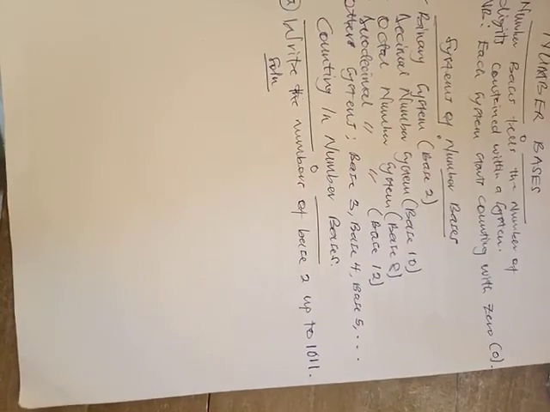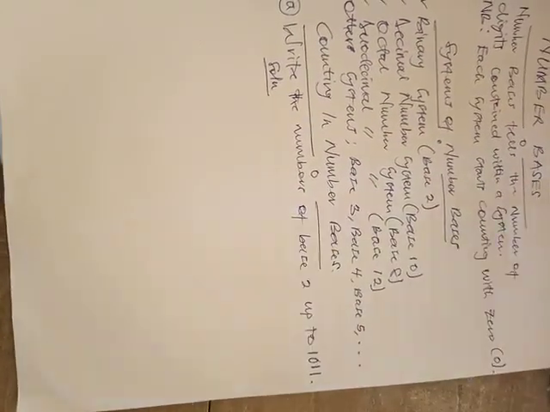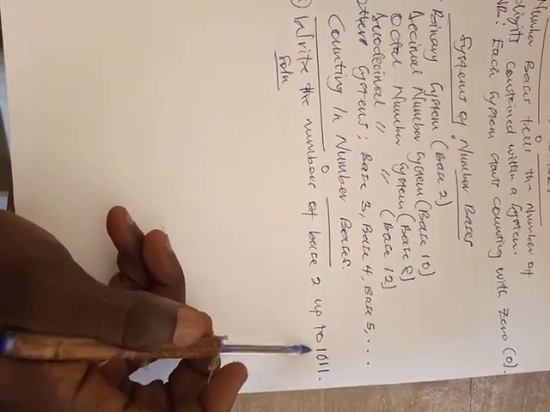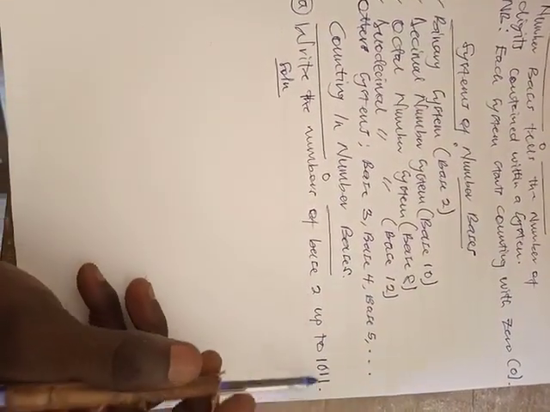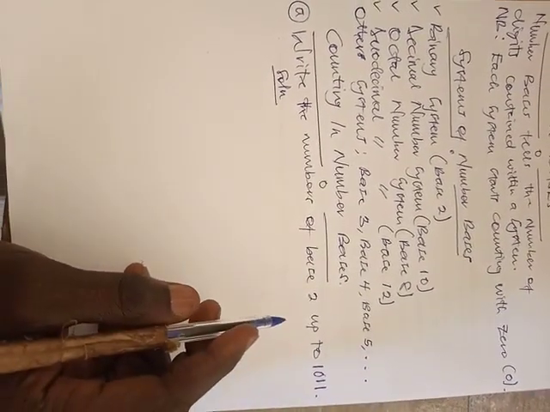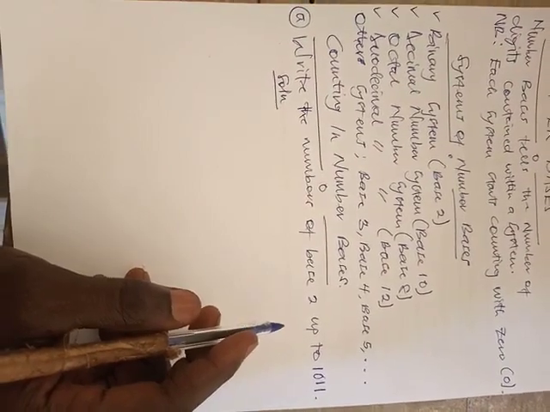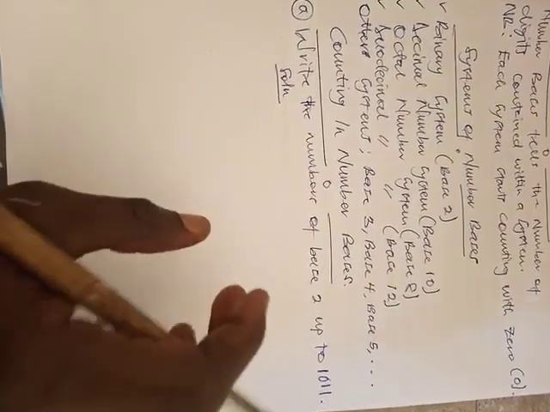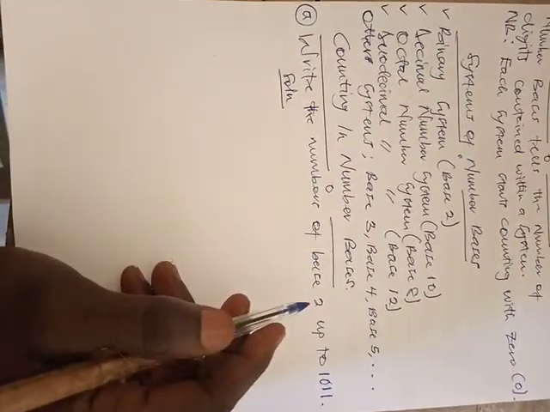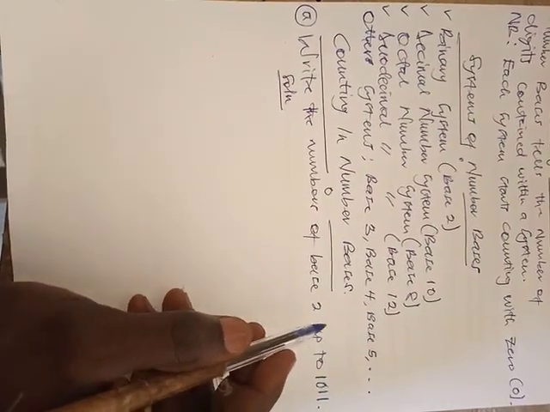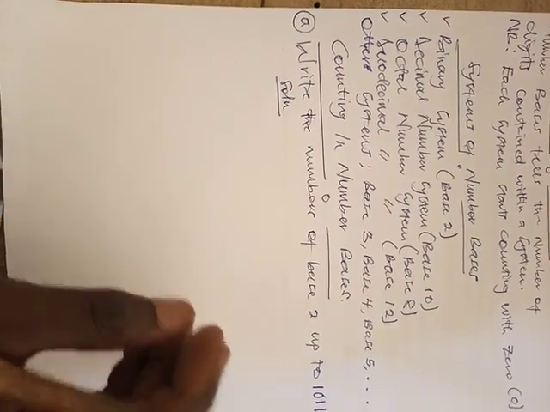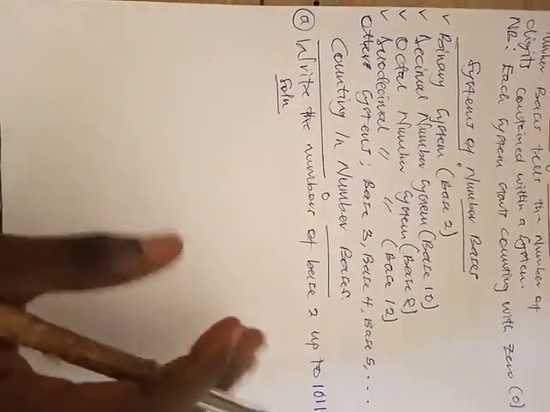Under counting in number bases, we start with the question: write the numbers of base 2 up to 1011. The idea behind writing or counting numbers in other bases is that all the numbers we are going to write should not be 2 or exceed 2. They should always be less than 2. So the numbers are going to be between 0 and 1, in that order.